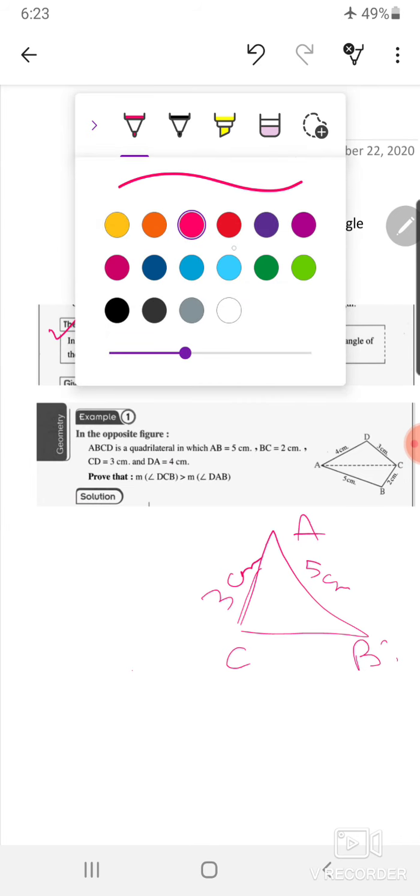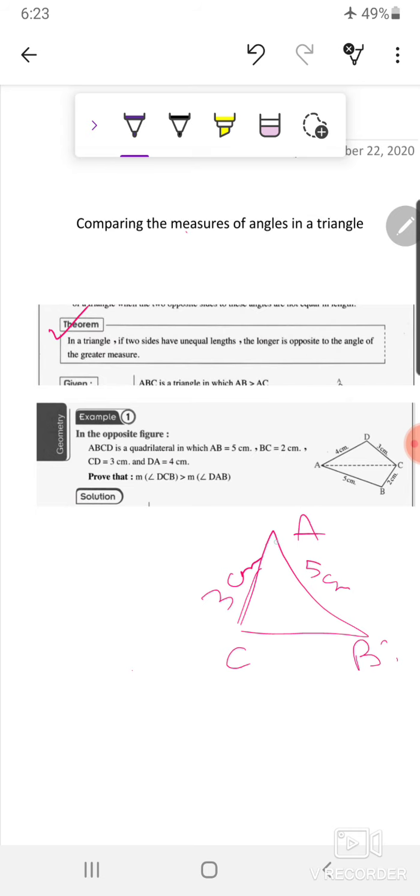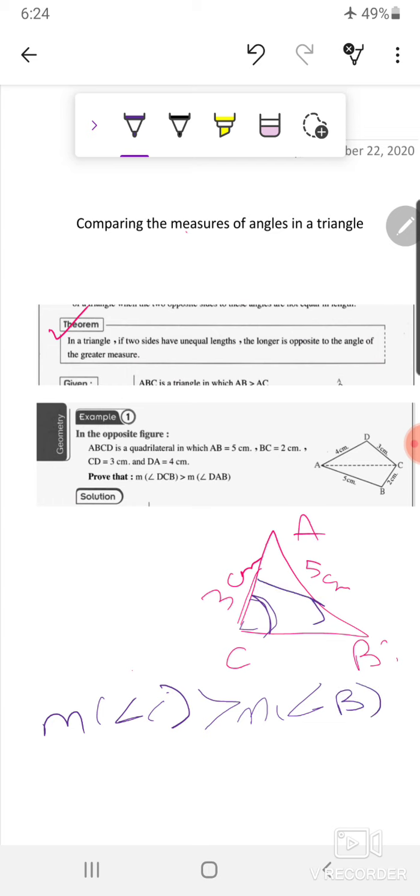First of all, which side is greater? The greater side is 5 cm. What is the angle opposite to the 5 cm? It is measure angle C. So here you have measure angle C is greater than measure angle, which angle? Exactly, B. Understand till now? The side that is greater has the greater opposite angle measure. This is what I said.